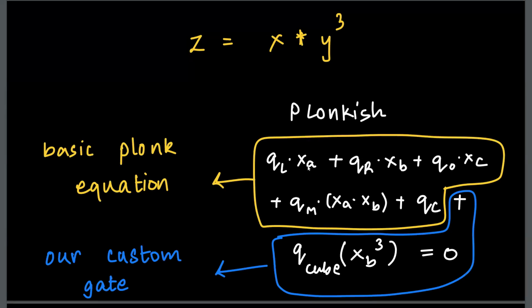So this part is the basic Plonk equation, and the one where we had q cube. Q is the selector over here, and xb is the input. It would be y over here. So this is our custom addition to the Plonkish equations, and you can do this to any circuit without much of a hassle.